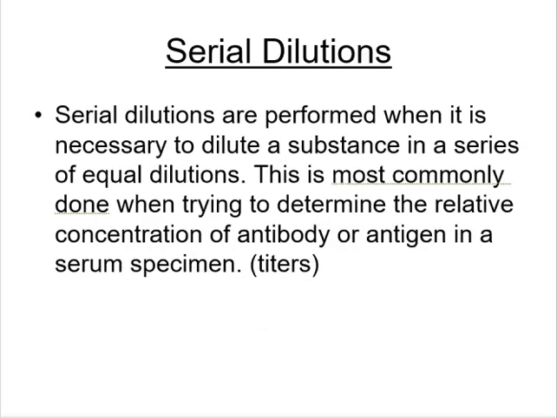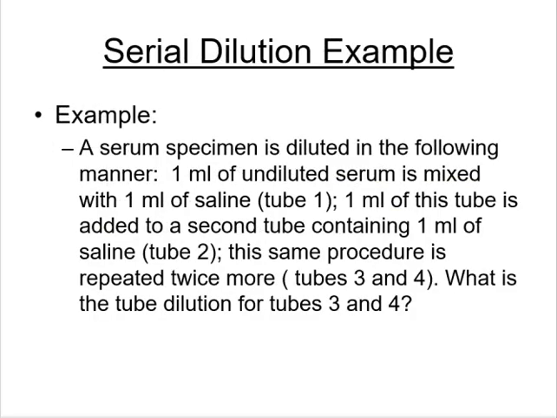Sometimes in lab we have to make serial dilutions. Serial dilutions are performed when it is necessary to dilute a substance in a series of equal dilutions. This is most commonly done when trying to determine the relative concentration of an antibody or antigen in a serum specimen. So let's look at an example for a serial dilution.